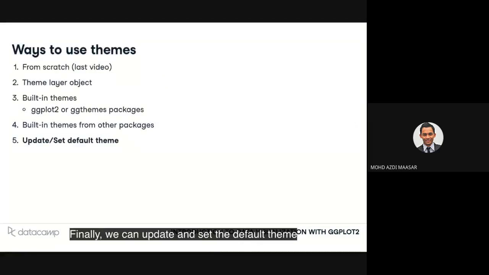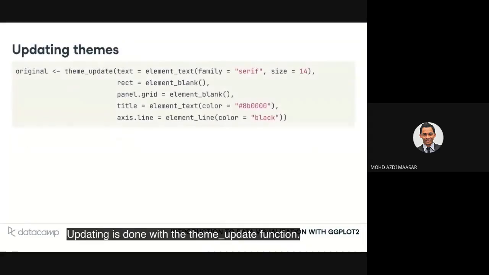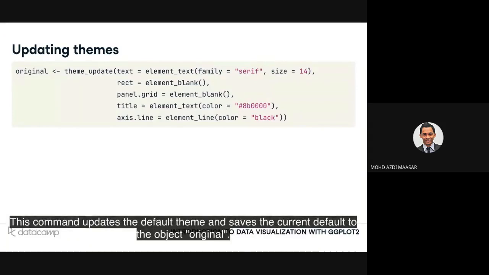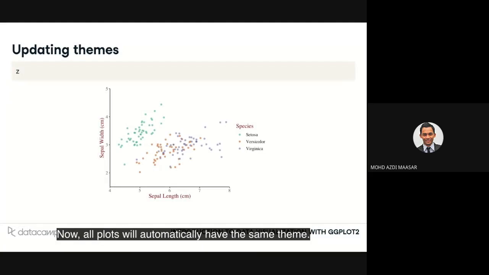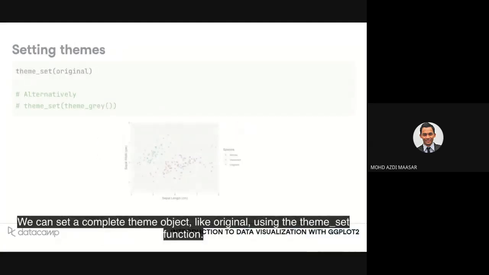Finally, we can update and set the default theme. Updating is done with the theme update function. This function behaves differently from a typical function. This command updates the default theme and saves the current default to the object original. Now, all plots will automatically have the same theme. We can set a complete theme object, like original, using the theme set function.